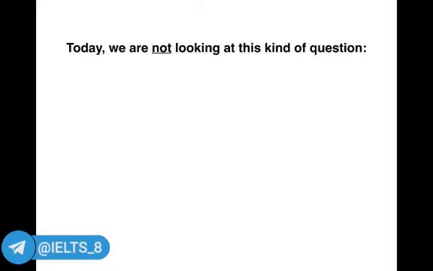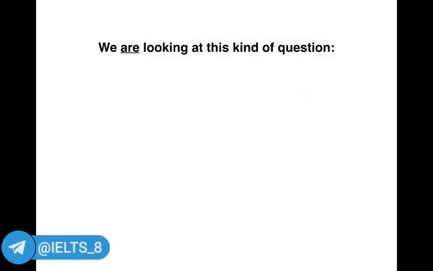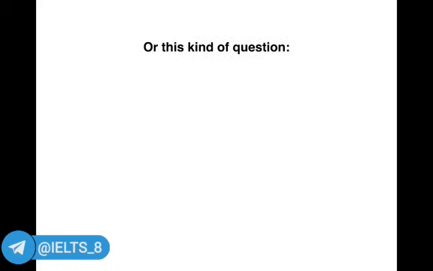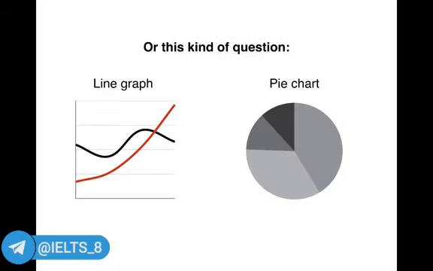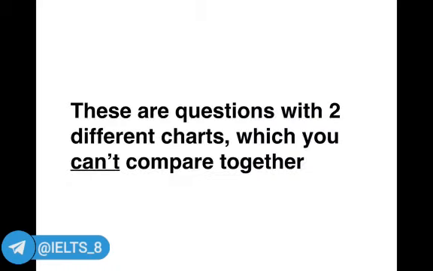Today we are not looking at this kind of question where you see 2 similar charts. The only difference here is the year, so we can compare these charts together. Today we are looking at this kind of question where you have 2 completely different charts, for example a bar chart and a pie chart, or this kind of question, a line graph and a pie chart, or this kind of question, a line graph and a table. These are questions with 2 different charts which you can't compare together.